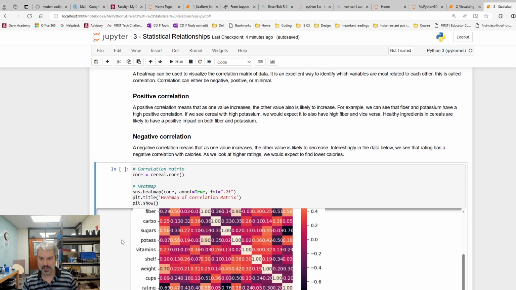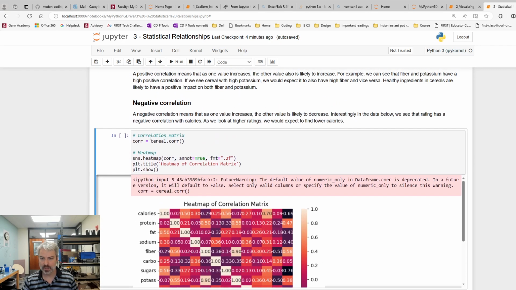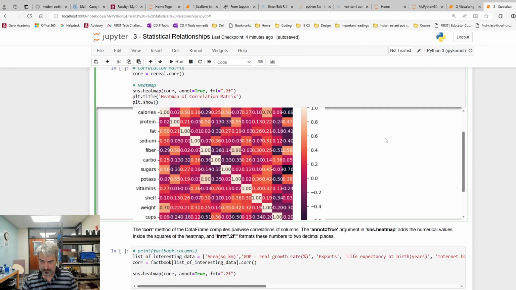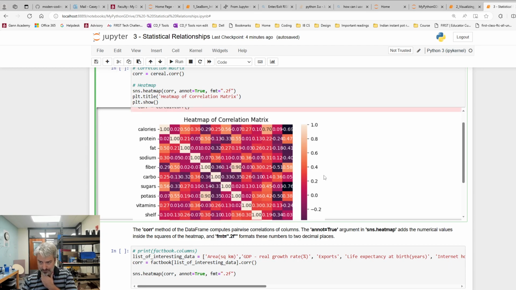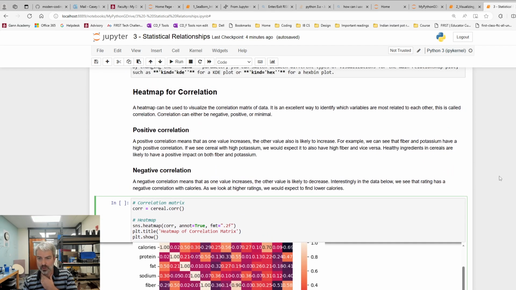So we can look at this one. Basically, I'm taking this from the cereal data. I'm looking through all the columns to see which things are correlated, and we get a lot of information out of this pretty quickly. When we do correlation, we can have positive and negative correlation, which is what I talk about up here.